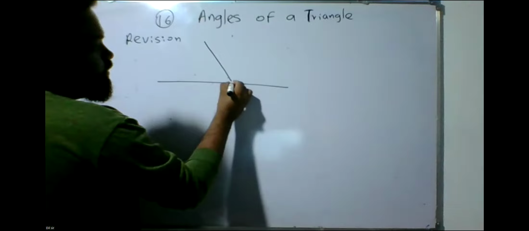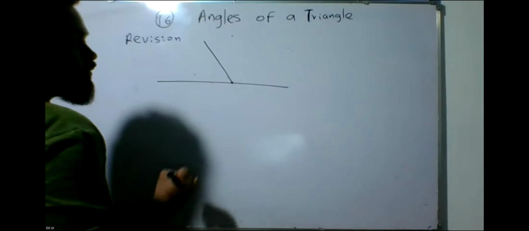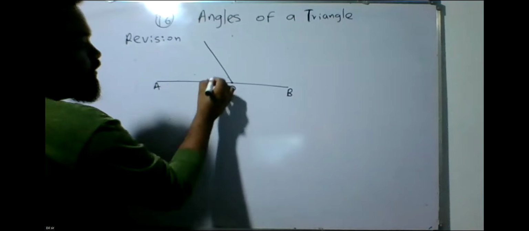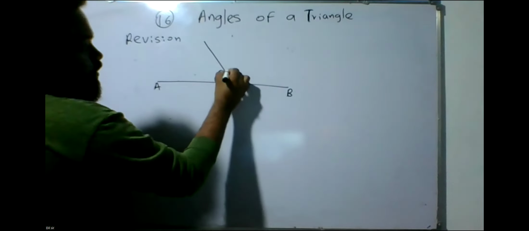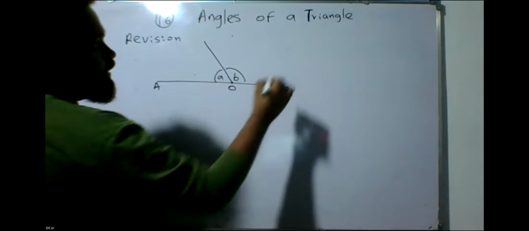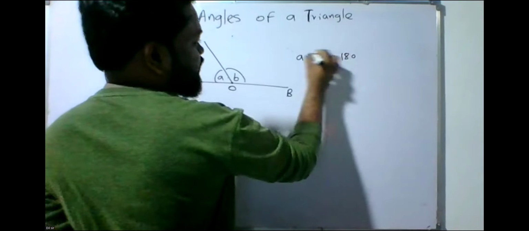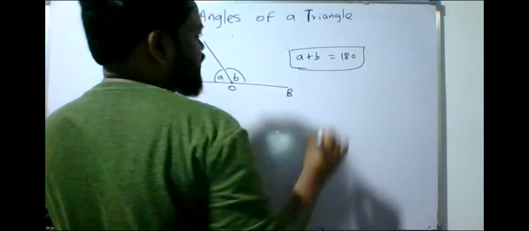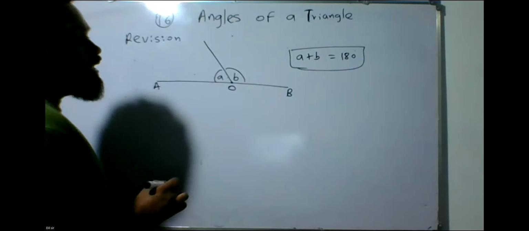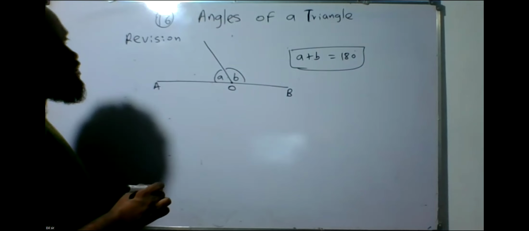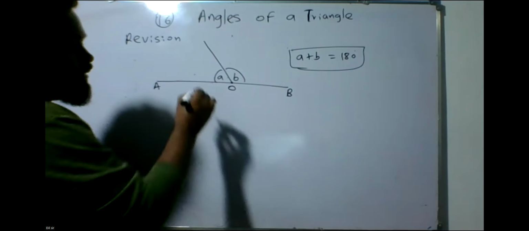AOB is a straight line segment. Now two angles are there on this straight line. We know that the sum of them, A plus B, equals 180. Very simple, very familiar relationship. Angles on a straight line is 180 degrees.